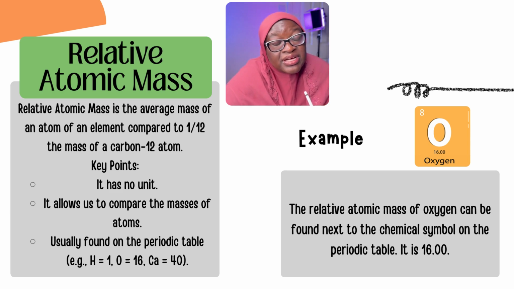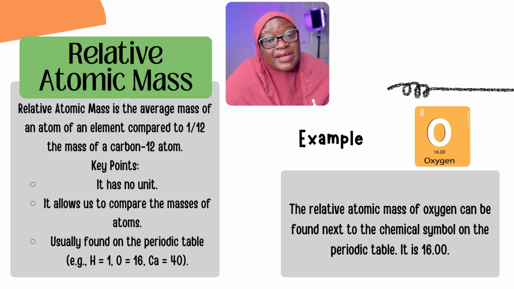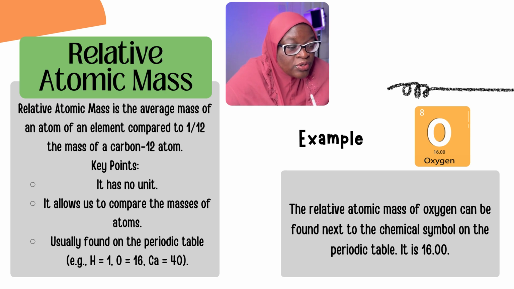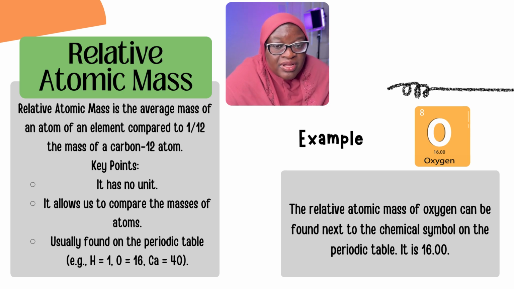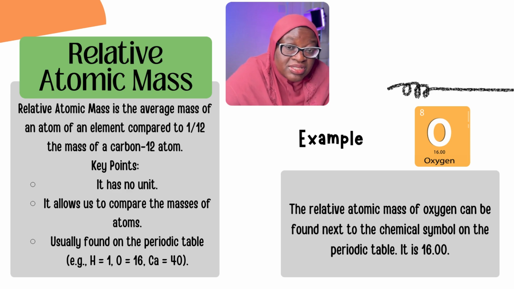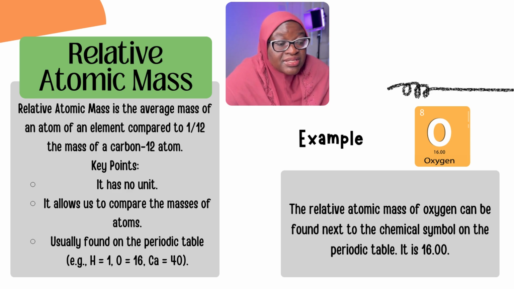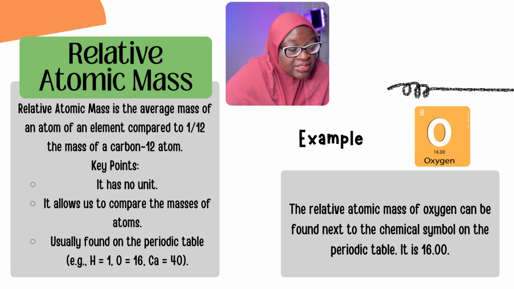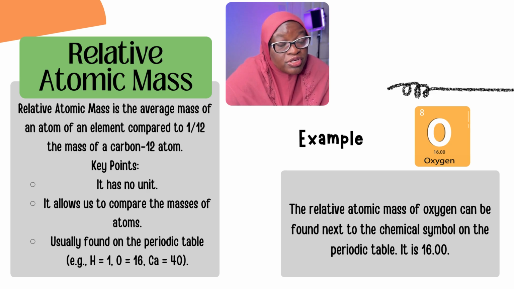So their masses are compared to that of 1/12 of carbon 12. And it has no unit. This is a unitless parameter, and you can find this on the periodic table as well. So for example, the oxygen atom here, 8 is the atomic number. That tells you the number of protons in an oxygen atom. This is the symbol, and the relative atomic mass is 16, and then you have the full name of the element. So you have the relative atomic mass of every element next to the chemical symbol of the element on the periodic table. So for oxygen, it is 16.